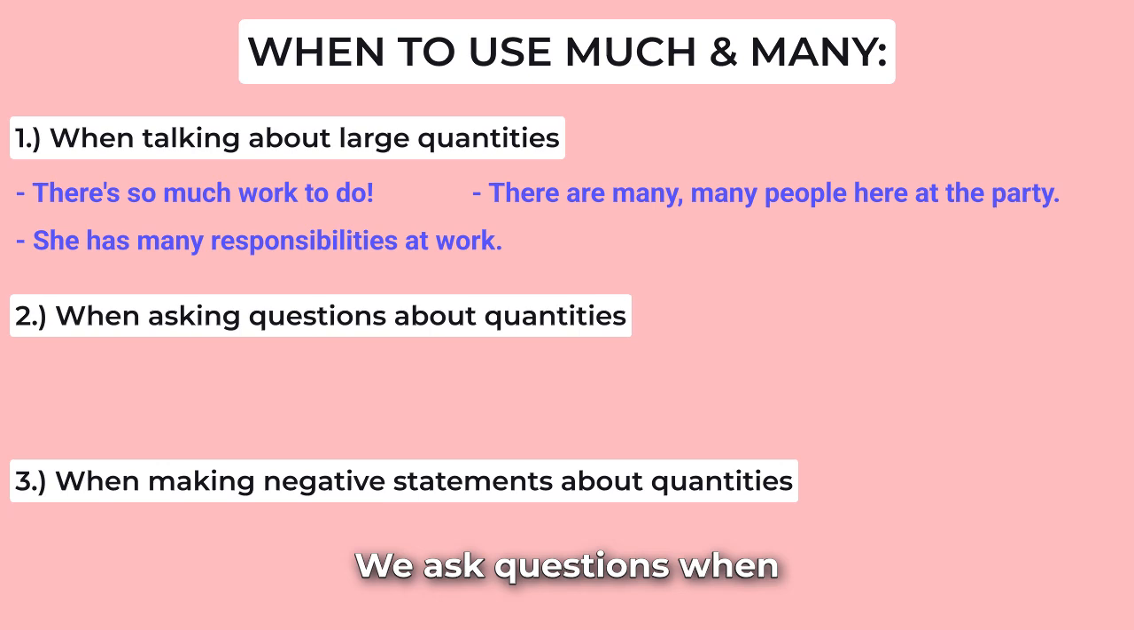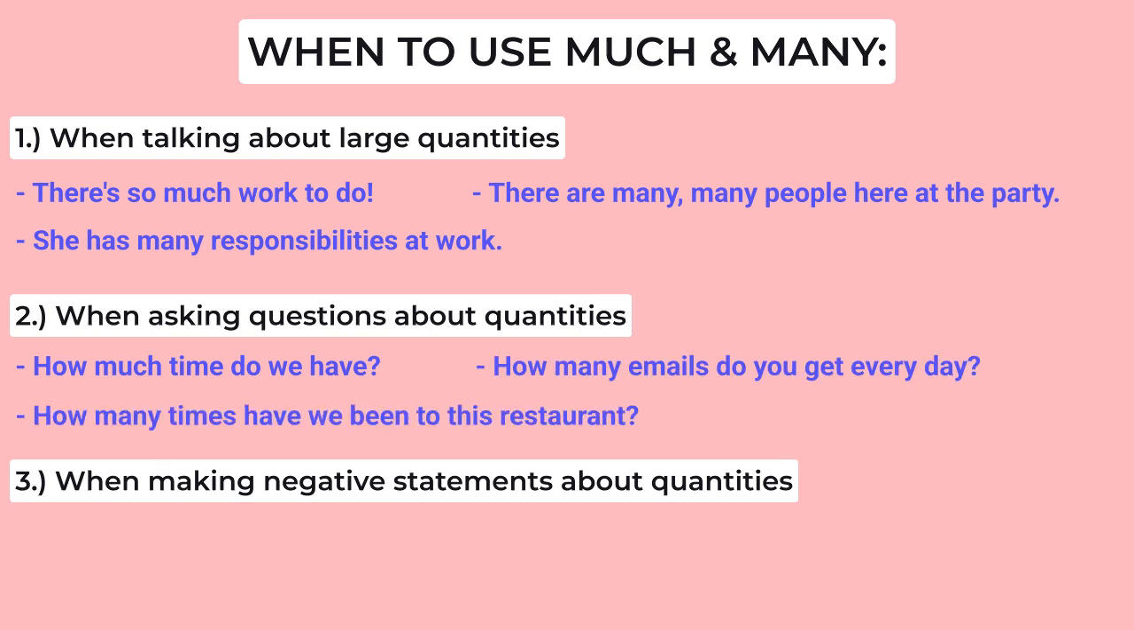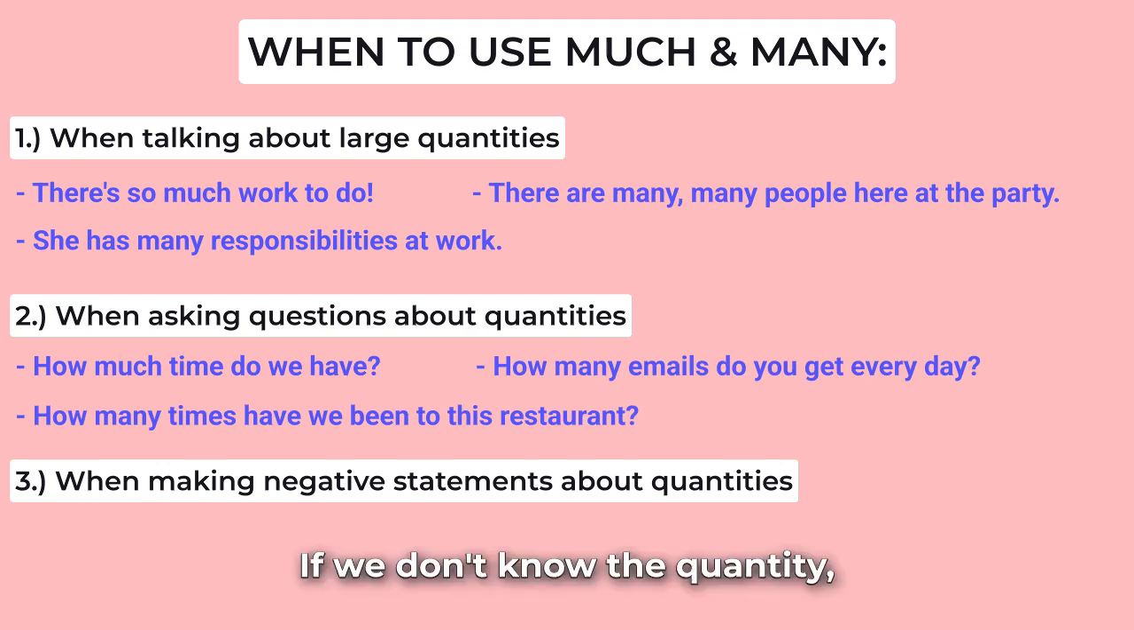We ask questions when we don't know the quantities of some things. For example, how much time do we have? How many emails do you get every day? How many times have we been to this restaurant? If we don't know the quantity, if we're asking about the quantity, much or many is the natural word we use here.